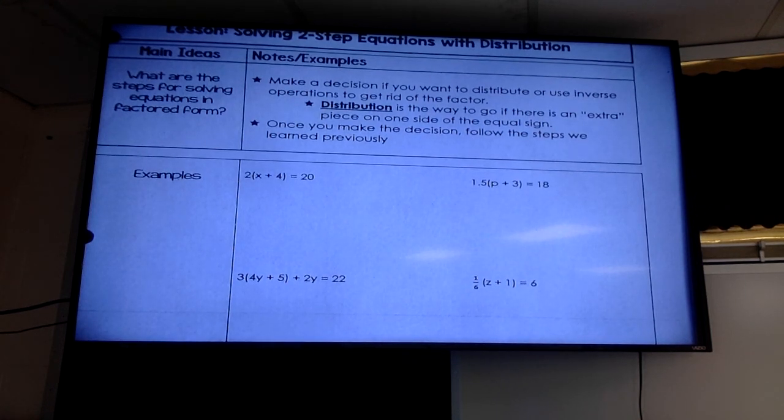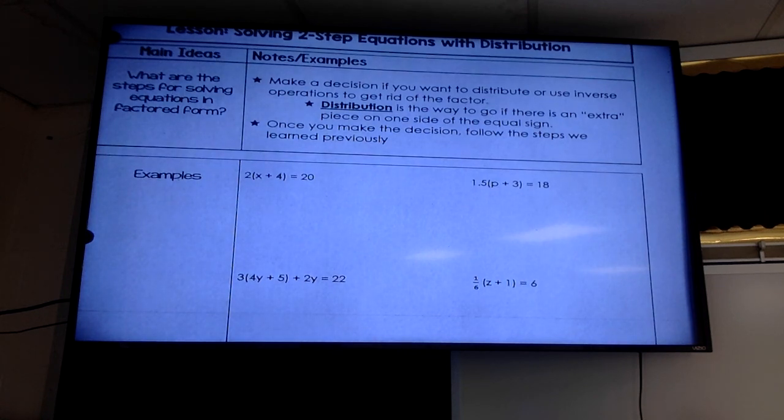You need to make a decision if you want to distribute or use inverse operations to get rid of the factor. I'm going to show you how to distribute. It's the easiest way to do it, and it works every time. Distribution is the way to go if there's an extra piece on one side of the equal sign. Once you make the decision, follow the steps we learned previously. In this video, I'm only going to show you distribution. Tomorrow we can talk a little bit about the inverse operation way also.